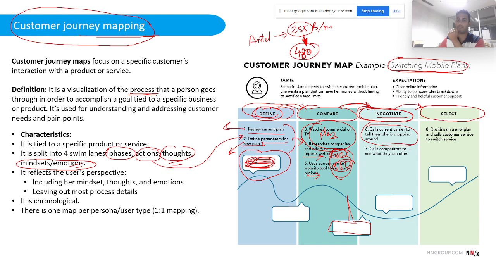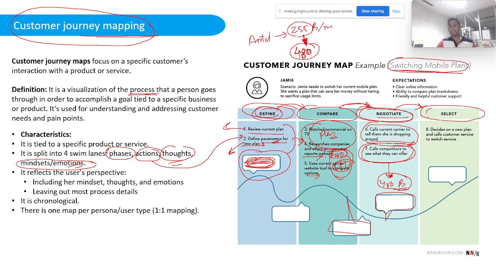he asks for a particular price. He can ask for his budget, and then probably they will give some idea about, okay, that is the best choice. For example, 480 rupees is the best choice for him because of this sort of provisions or features. So there's a change from what he defined initially as parameters for a new plan, as well as what he finally gets after negotiating. And the change in his mindset, in terms of actions, thought process and emotions, also needs to be mapped here.